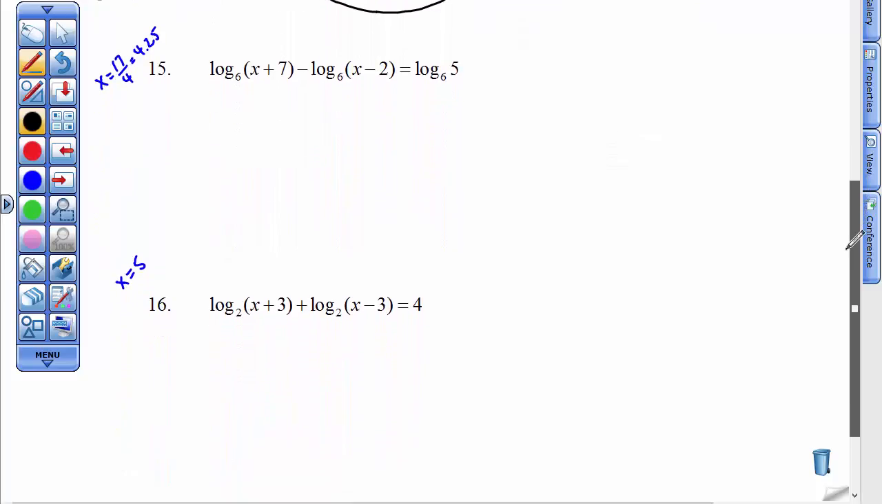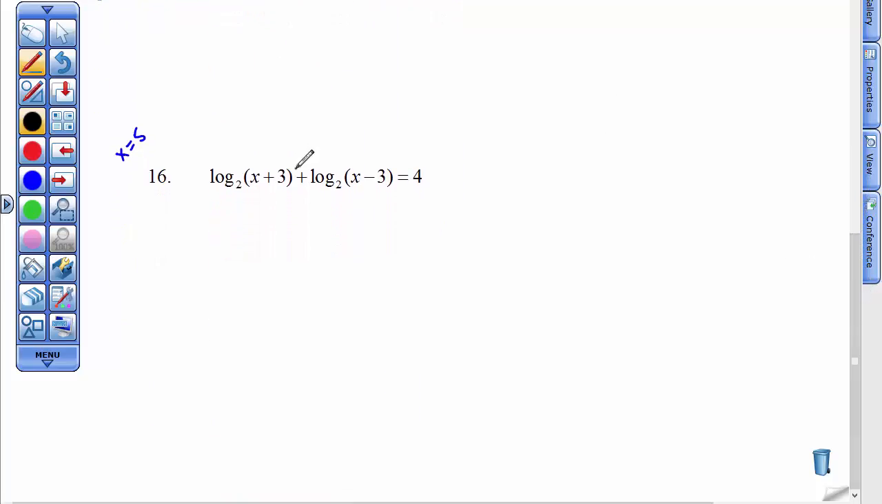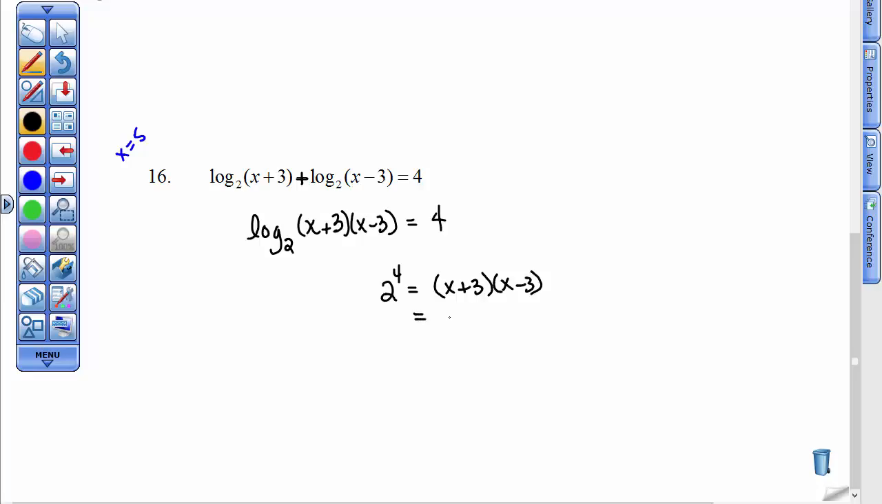I'm going to skip to number 16 because it's very similar to number 14 now, but it has a plus sign. So I'm going to write this as the product. So the log of x plus 3 times x minus 3. But do notice that the base is 2, and that equals the 4 on the right side. You're now ready to put this in exponential form. The base of 2 to the 4th power is going to be 16. That's going to equal x plus 3 times x minus 3, which I'm afraid is going to be a quadratic equation. So that's the sum and difference of like terms.